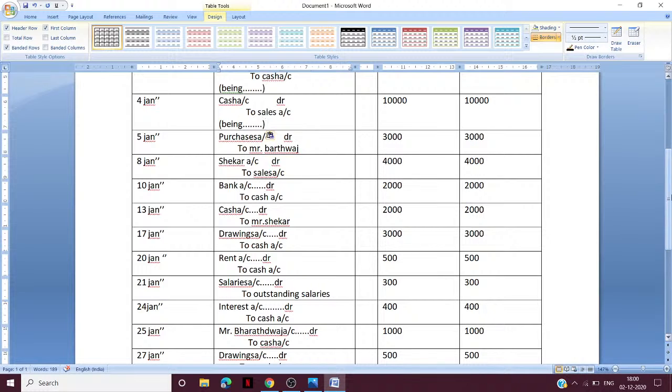So friends, in this session we have dealt with one sum which covers all basics of journal entries. If you are thorough with this, you can do any sum of journal entry and get good marks. Hope this is clear.